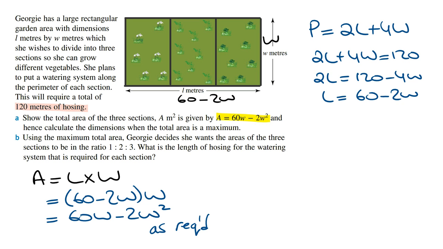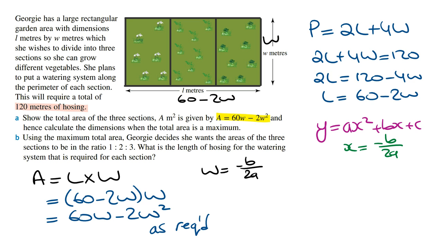Now the general rule for a quadratic equation we know is y is equal to ax squared plus bx plus c. And we know that for quadratics or parabola graphs, the turning point lies in the axis of symmetry, where the x-coordinate is equal to minus b on 2a. And so for this question, to find the length of W where the maximum area will occur, we need to let W equal minus b on 2a, where b is the coefficient of the W term and a is the coefficient of the W squared term.